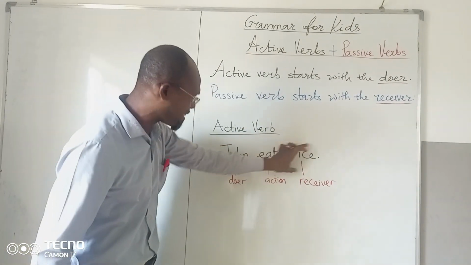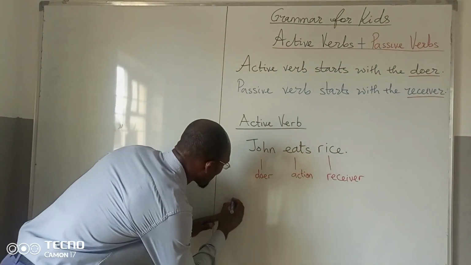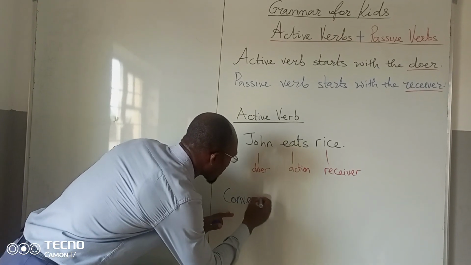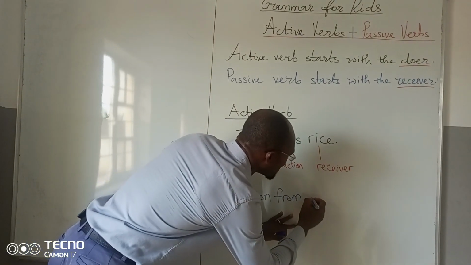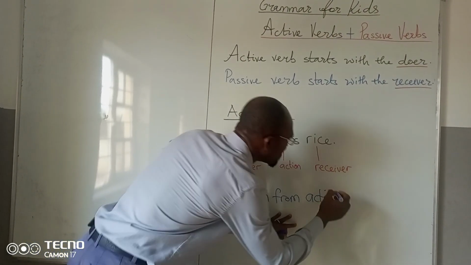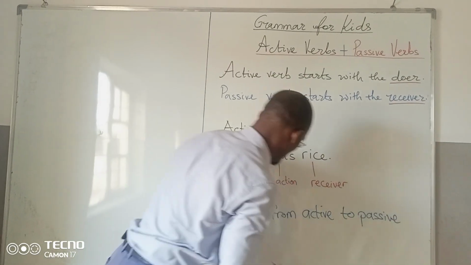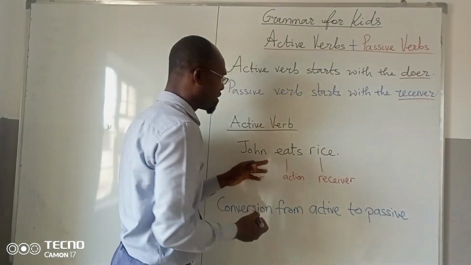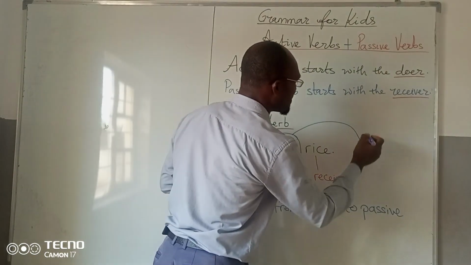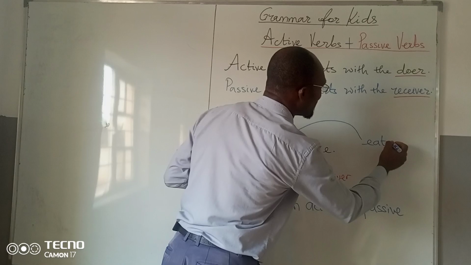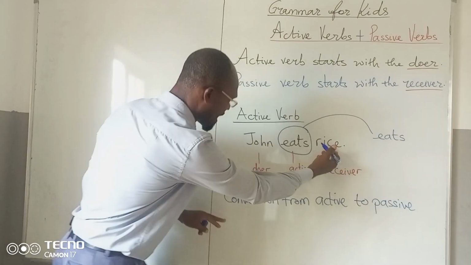Now we want to convert this to passive verb. Conversion from active to passive. Now, this is what we're going to do. First, you look at this word, eats. Let's move it out. We have to change this because we are moving rice to this place. We're going to start with rice.